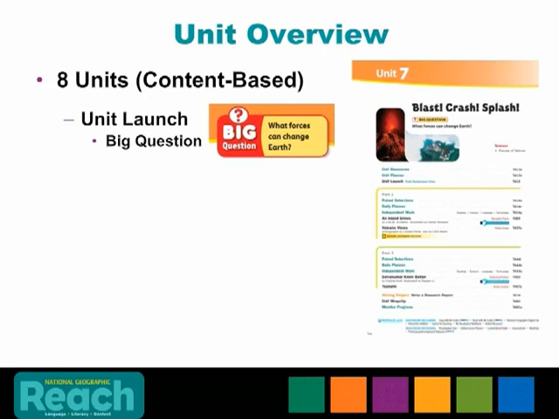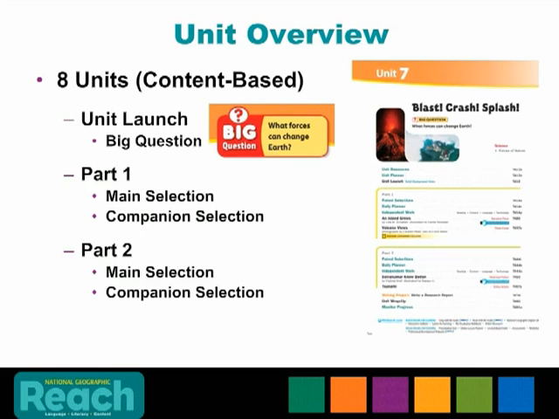All right, let's review the instructional path for each unit. As a reminder, all 8 units follow the same instructional path. Each unit begins with a unit launch that builds background and sets the stage for learning. The instruction in each unit is broken down into 2 parts. Each of those 2 parts includes a main reading selection and a companion reading selection.